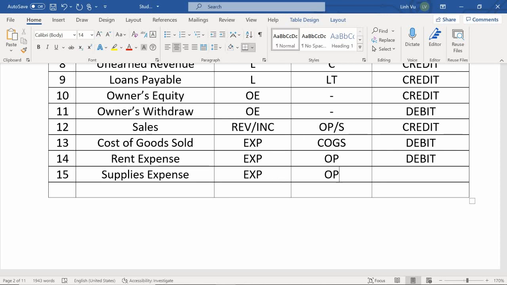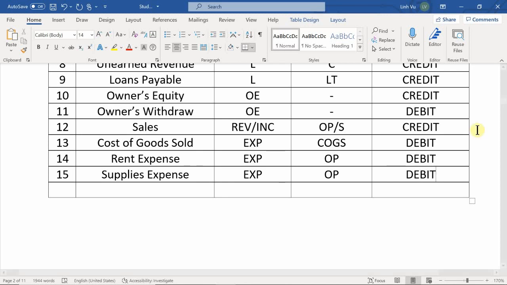In this case, you may need to use some supplies during the operations of your business, right? So in this case, it'd be operating. Okay. Last but not least, what kind of balance would this normally have? A debit? It would have a debit, yes.